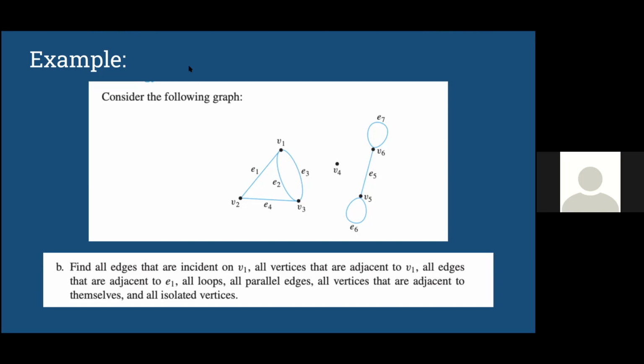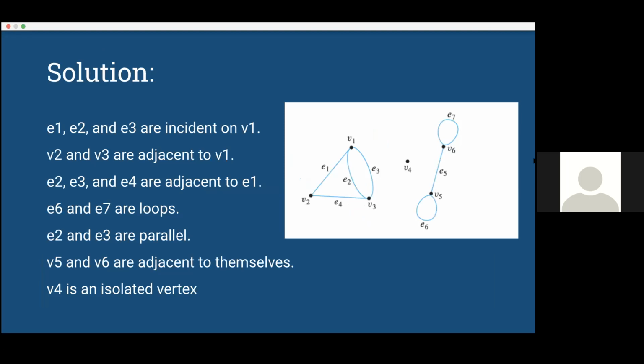Okay, I think we're good to go to the solutions. Yes, let's skip to the solutions. As many of you have realized, thank you for participating and giving us your answers. So let's go to E1, E2, and E3. They're incident on V1. Then we have V2 and V3, which are adjacent to V1. E2, E3, and E4 are adjacent to E1.